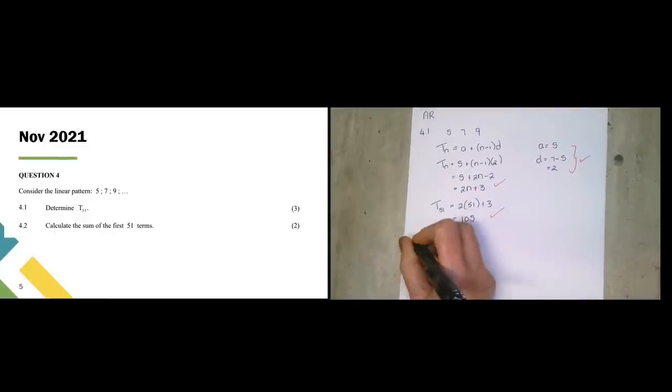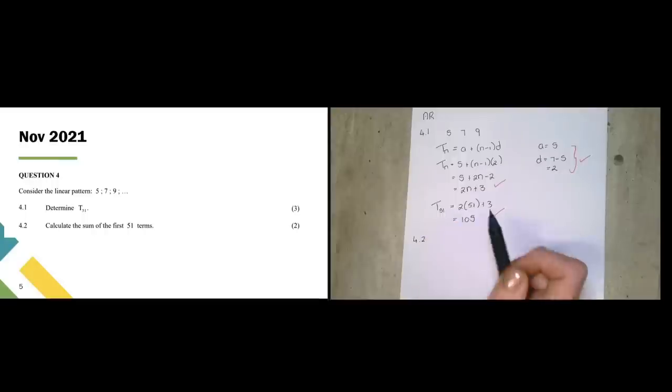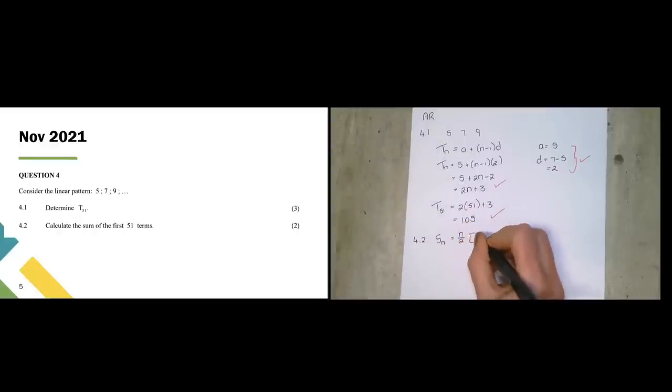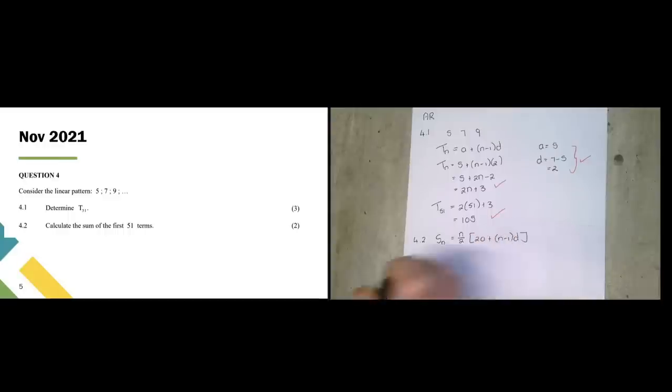Question 4.2. Calculate the sum of the first 51st terms. Very important. What's my important word there? Calculate the sum. So I must use sum formula. What series do we have again? Arithmetic. So my sum formula, Sn equals n over 2 bracket 2a plus n minus 1 times d.